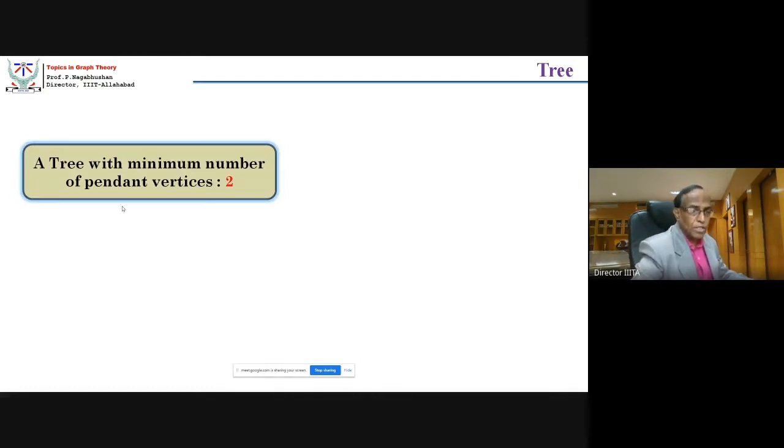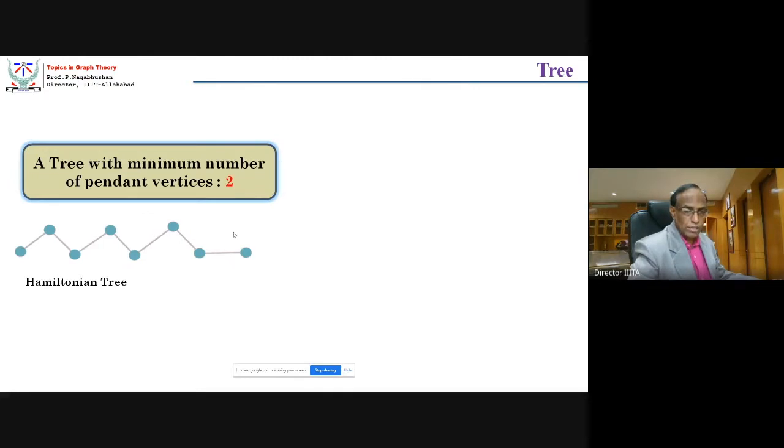Before that, we shall see a tree with the minimum number of pendant vertices. Naturally, a tree is a connected graph, but it should have pendant vertices. What is a tree with the minimum number of pendant vertices? The minimum number of pendant vertices will be 2. See, this is one pendant vertex, this is another pendant vertex, and all these vertices here are of degree 2 each. They are all degree 2 each. This is one pendant vertex. This is another pendant vertex.